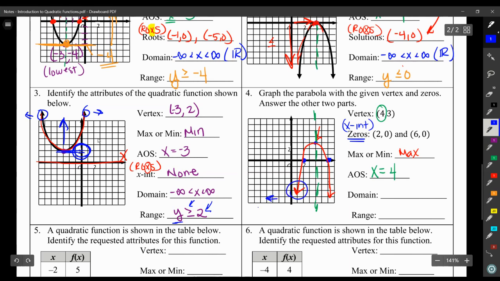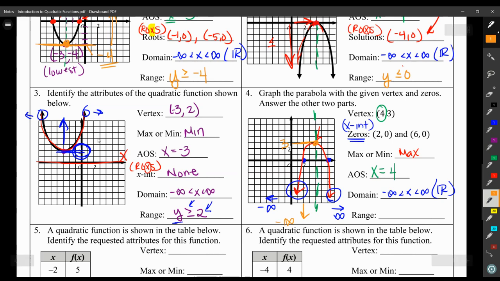This is going left forever, so that's negative infinity. This portion of the graph moves right forever, so that's positive infinity. And so you can either write it in inequalities or you can use the all real numbers symbol. And then finally, what's the range? Well, the lowest value is negative infinity. The highest value is this vertex here at 3. So since I have a boundary, let's write it the simple way. The highest number is 3, and all of my y's are below the y value of 3. And if we have below, we have less than or equal to.